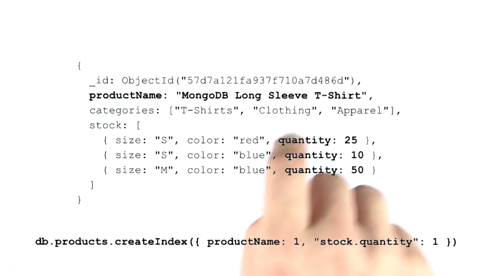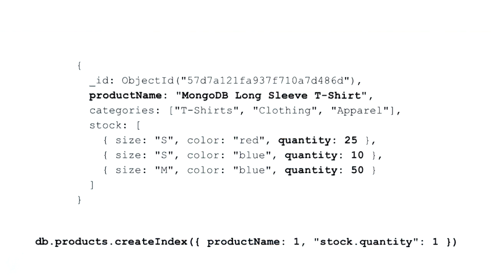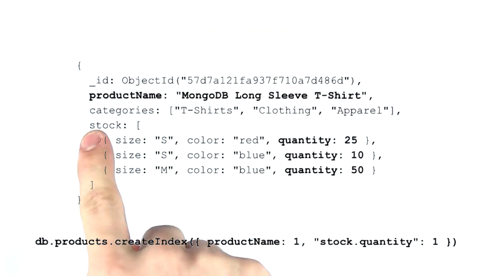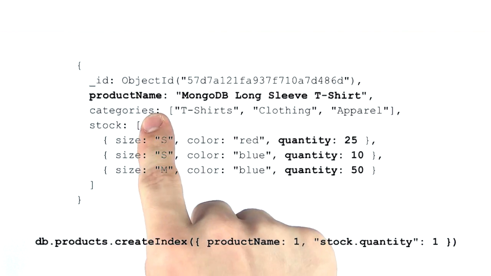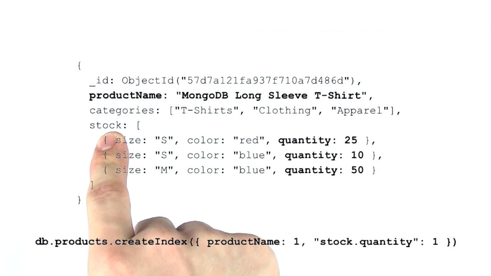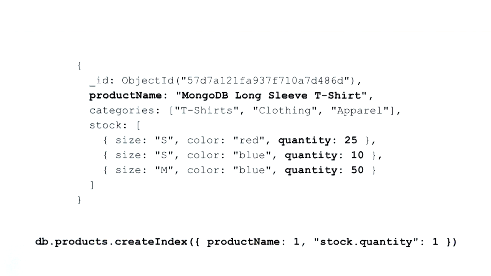For each index document, we can have at most one index field whose value is an array. In the case of our example, we can create an index on product name and stock quantity, but we couldn't create an index on both categories and stock quantity. If we were to create a compound index on both categories and stock, then we'd be creating index keys for the Cartesian product between the length of the category and stock arrays. We'd be generating a huge amount of index keys, which would affect the performance of our queries.